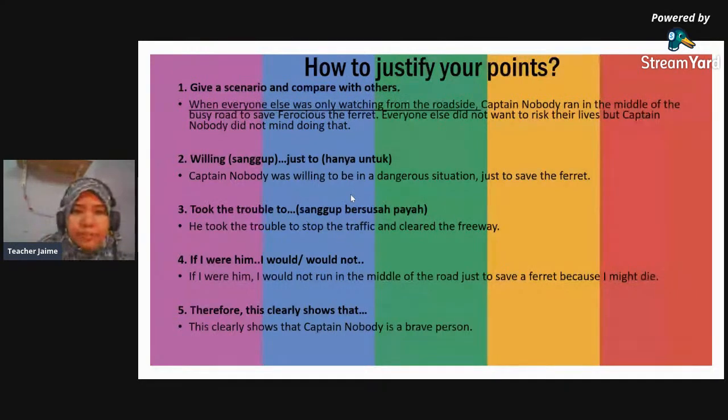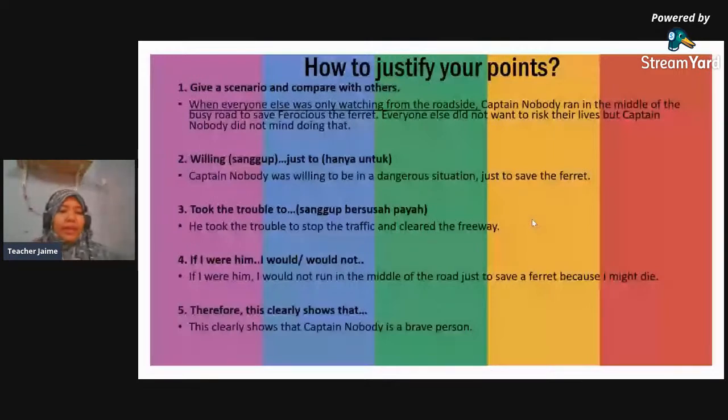The question just now, right? This event shows that Captain Nobody was willing to help his friend Cecile, even though he has this phobia of height. He is scared of height. See? Took the trouble. Number 3, we can use the phrase took the trouble, meaning willing to go through difficulty. He took the trouble to stop the traffic and clear the freeway. You can say he took the trouble to climb up the dumpster and get the big bass drum.